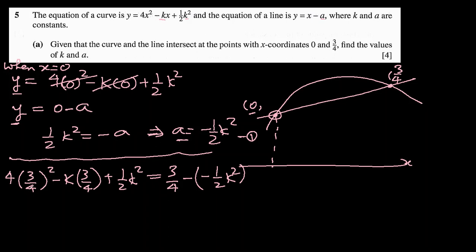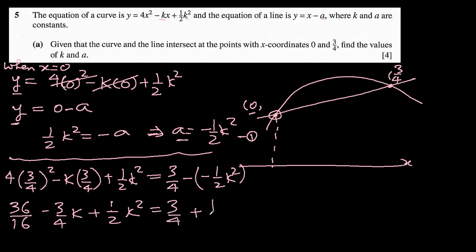And now we'll open this. This becomes 9 over 16. So 9 times 4, or rather we can, okay, I'm not using mental math here. Let's see it. 36 over 16. This is what it will be. Minus 3 over 4 k plus half k square and equal to 3 over 4 plus half k square. Since both of them have half k square, we can subtract half k square from both sides and they are gone. All right. So what is the simplified form of this one? If I simplify this, it will become 9 over 4.